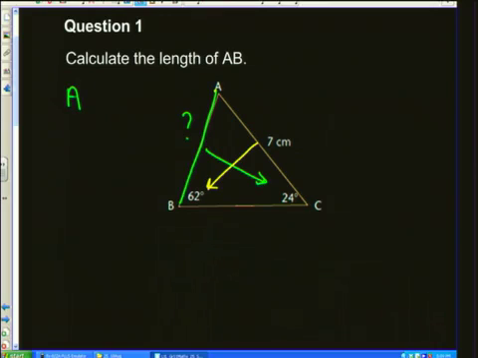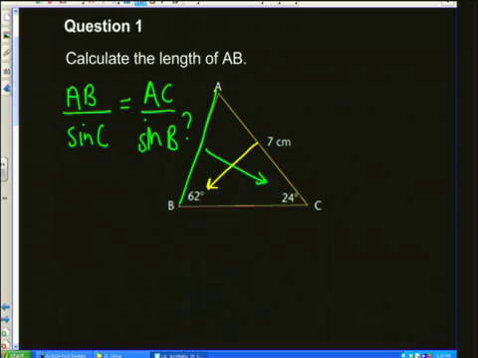So AB divided by the sine opposite the angle of AB, sine C, would equal AC divided by sine of angle B. So that is the information that I'm given. Notice I on purpose have used AB, what I don't know first, so that what I'm solving for is going to be in the numerator. It's not going to be sitting in the denominator. So now I substitute in the values.